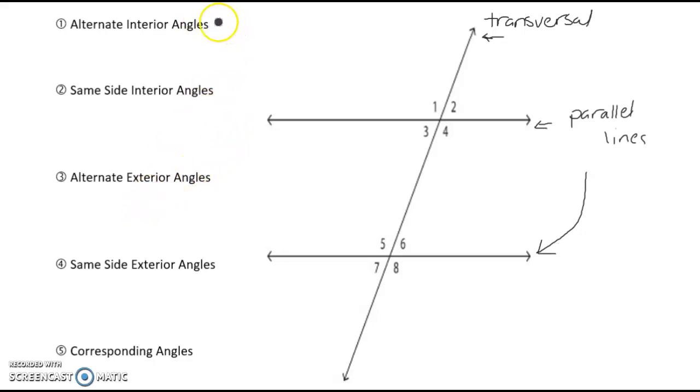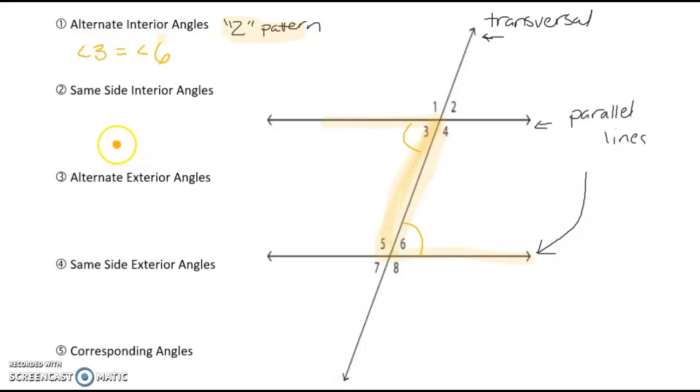Number one. Alternate interior angles is also known as the Z pattern. I'm going to do this in yellow. So Z pattern, it could look like this. Sorry. When you look at the Z pattern, angle 3 and angle 6 are the same. So angle 3 equals angle 6.